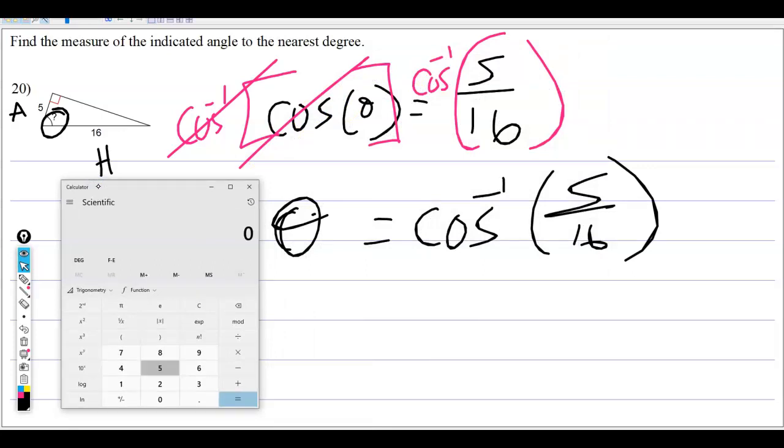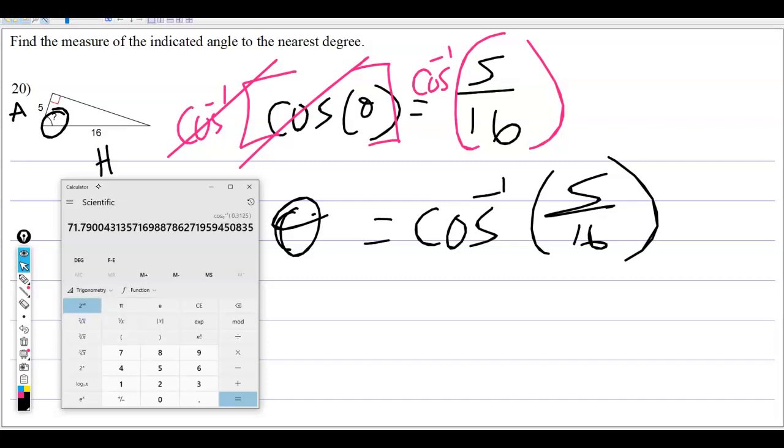So we push, first of all, 5 divided by 6, if you're using your cell phone or calculator on the computer like I am. If you're using a handheld calculator, a normal calculator, you might push the arc cosine first. Where's that button? You're going to push second, and then you're going to push trig, and you'll click the cosine with the 1 on it.